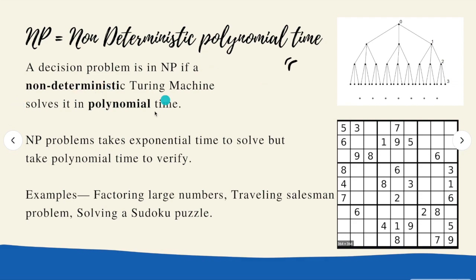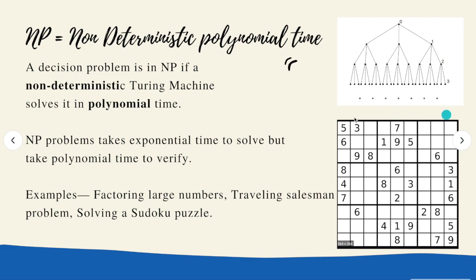And yeah, that is with the help of Turing machines. And in a nutshell, you define it something like this: NP problems take a very long time to solve. It is exponential, but these are the class of problems that are very easy to verify. And what does verify mean?